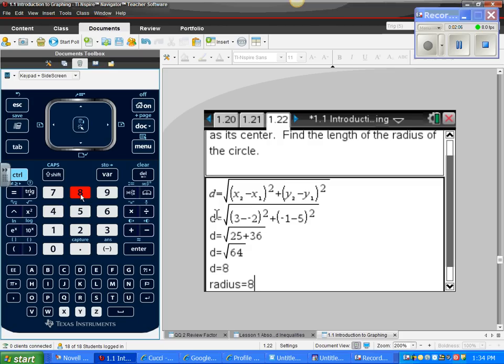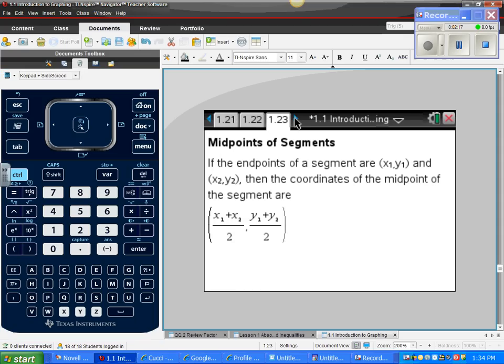Okay, so that's the distance formula. You guys should be pretty clear on how to do the distance formula. This is nothing new. This is review. Next page. All right, midpoints. If the endpoints of a segment are x1, y1 and x2, y2, then the coordinates of the midpoint, or halfway in between, is x sub 1 plus x sub 2 divided by 2, and y sub 1 plus y sub 2 divided by 2. Again, nothing new. You learned this in geometry, so this should be pretty simple.